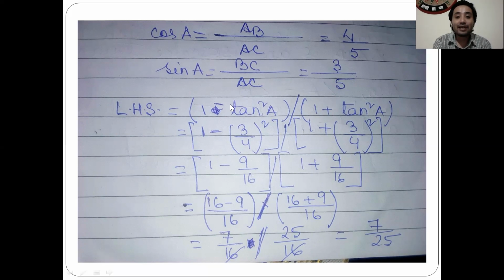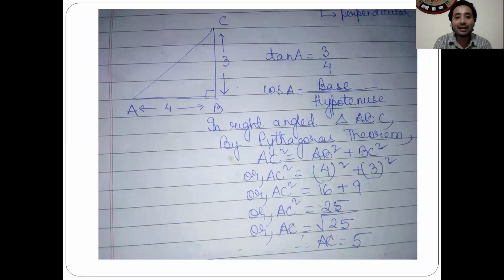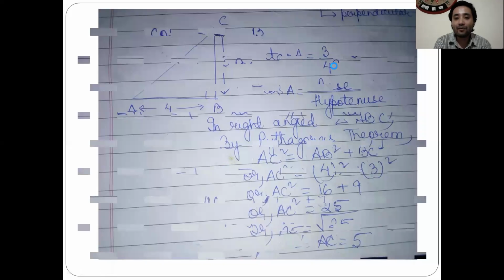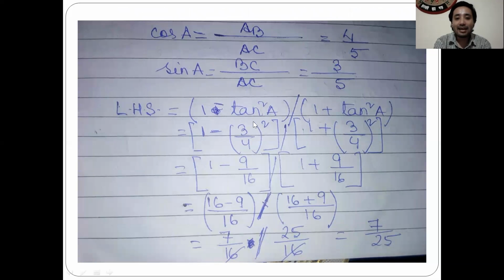Left hand side is 1 minus tan square A by 1 plus tan square A, correct? 1 minus tan A. Do we know tan A? Yes, we have already defined. Tan A was how much? 3 by 4. So in place of tan A, I'll write 3 by 4, but there is a square, so I have to square. So divide, 1 plus tan A, again 3 by 4, but there is a square, so I have to square, correct? So 1 minus 3 square is 9, 4 square is 16. Then division symbol is there. So accordingly, I have to put 1 plus 3 square is 9, 4 square is 16.